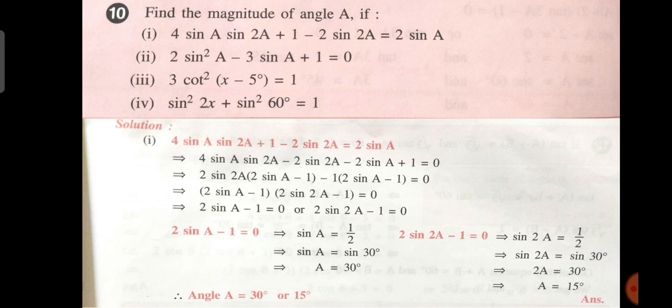From the right side, all the terms should be brought to the left side, and then take 2 sin 2A minus 1 as common from the 4 terms. Then you will get the first term equal to 0 and the second term equal to 0. So just simplify those two equations. You will get A as 30 degree and A as 15 degree. I think it is clear. Similarly, do the second, third and fourth equations also.